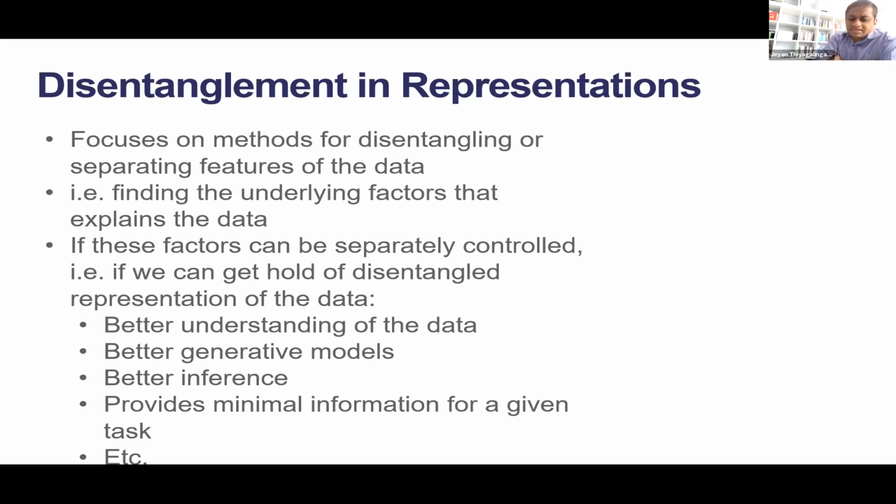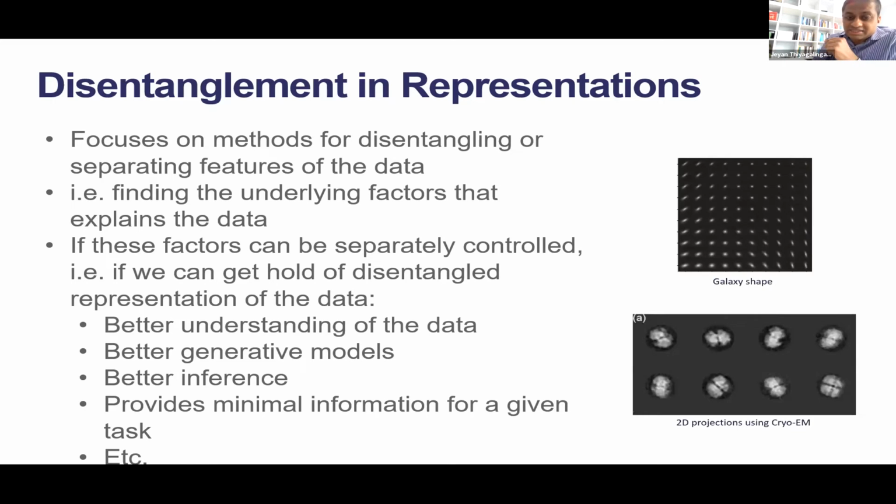So representation learning focuses on understanding the features of the data set, or what really makes up the real data for us. In other words, disentanglement focuses on identifying the factors that really decide the data. The idea is that if you can effectively control these factors, we can do lots of things. We can influence the machine learning aspects of it, including better generative models, better inference, better understanding of the data, and what decides the minimal information of a data set. For example, that can easily lead to very serious dimensionality reduction of the data. I'll cover these examples in a few minutes.